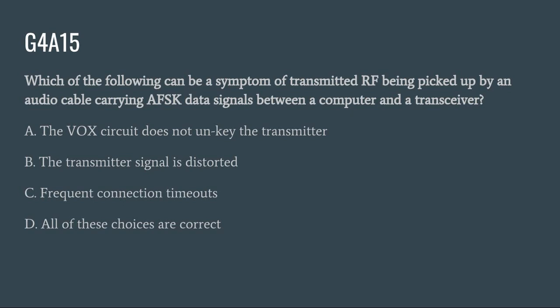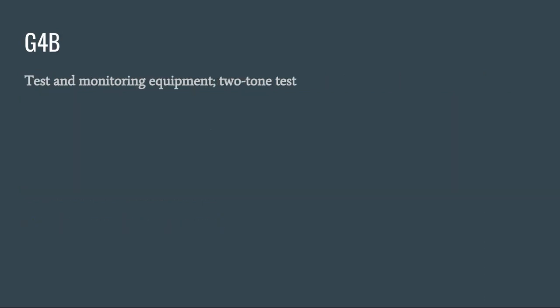G4A15, which of the following can be a symptom of transmitted RF being picked up by an audio cable carrying AFSK data signals between a computer and a transceiver? A, the Vox circuit does not unkey the transceiver or transmitter. B, the transmitter signal is distorted. C, frequent connection timeouts. Or D, all of these choices are correct. And the correct answer is D, all of these choices are correct.